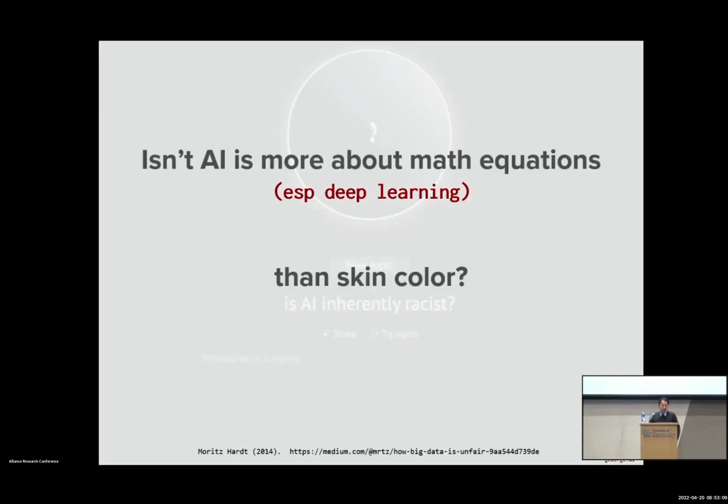Some of you have taken AI courses already. I'm sure there are great courses at UK. Some of the more popular ones online are the Stanford courses 231 and 224, I think, the computer vision and NLP classes. Fast AI is very popular. And in those courses, there's a lot of math equations, right? So you might be thinking to yourself, isn't AI more about math equations than skin color? What is the issue here, right? That's a pretty valid question.